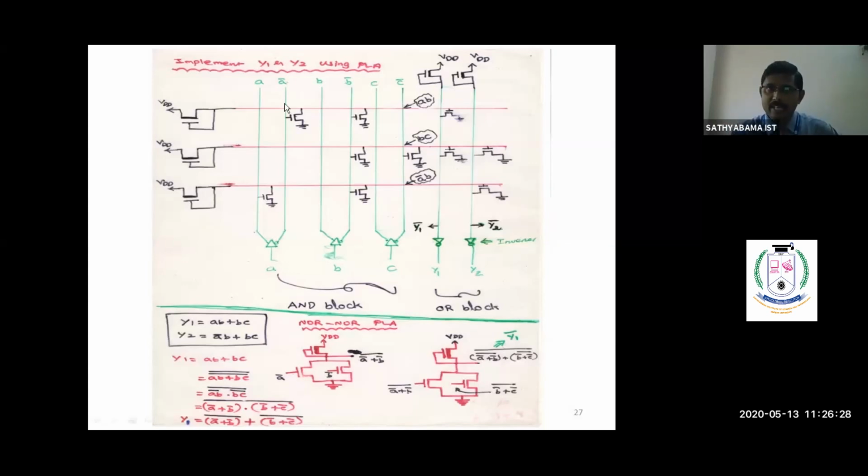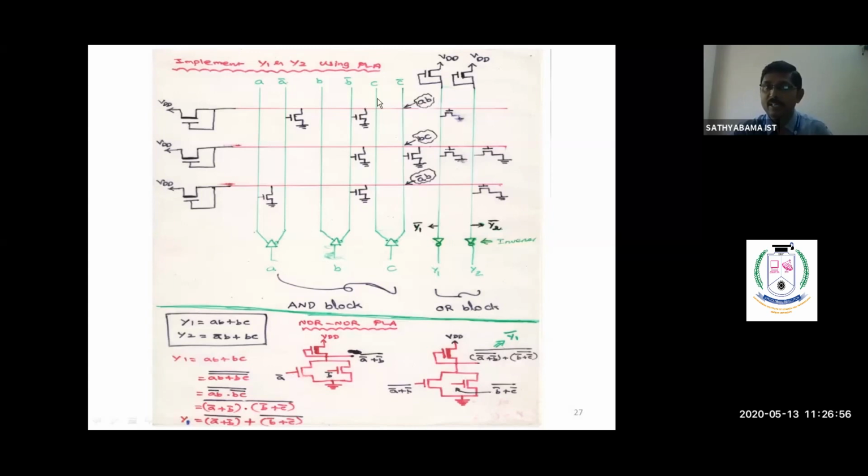Okay. So these horizontal lines represent the product lines. Product lines means how many product functions we are having here. So AB is the first product function. BC is another product function. A bar B is the third product function. BC is the repeated function, so we should not consider it. The non-repeated functions only we have to consider. So totally three product functions we are having. Therefore, we have to make three horizontal lines. These horizontal lines are nothing but the product lines.